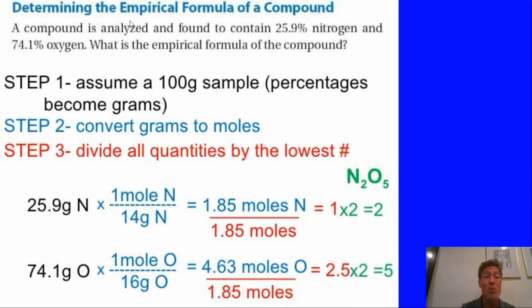So we started with percent composition and used that to calculate the moles of each, and then the smallest whole number ratio of the moles to each other. Okay, does that make sense? Let me go back to our plan.